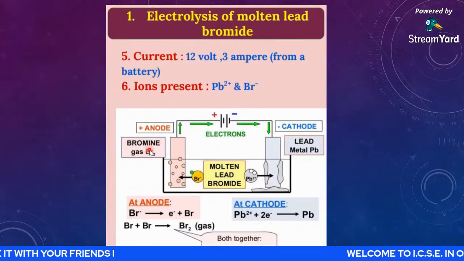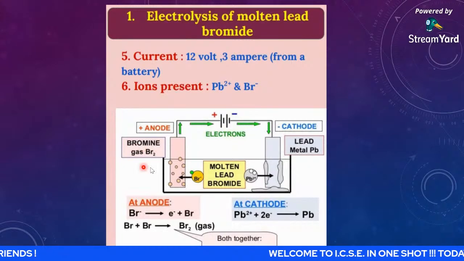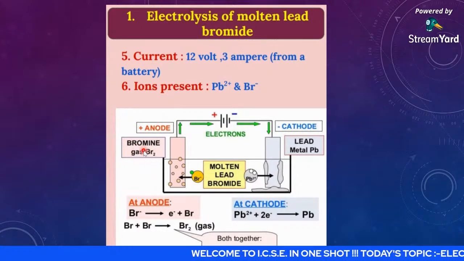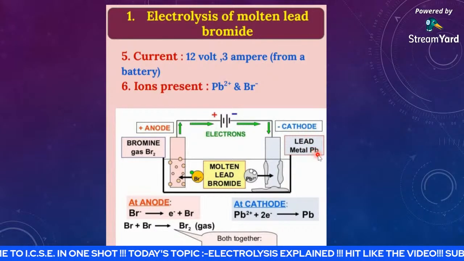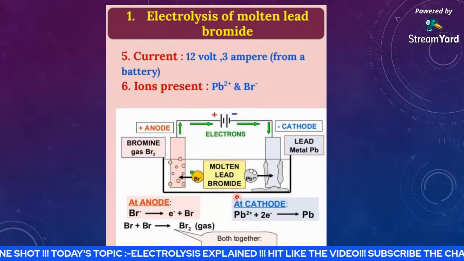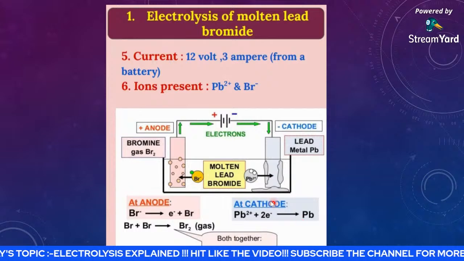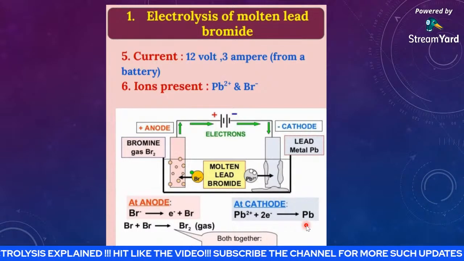Observation is reddish brown gas is evolved at the anode, which is that of bromine, and in case of the cathode, silvery gray lead metal is deposited. Remember these equations, very important.